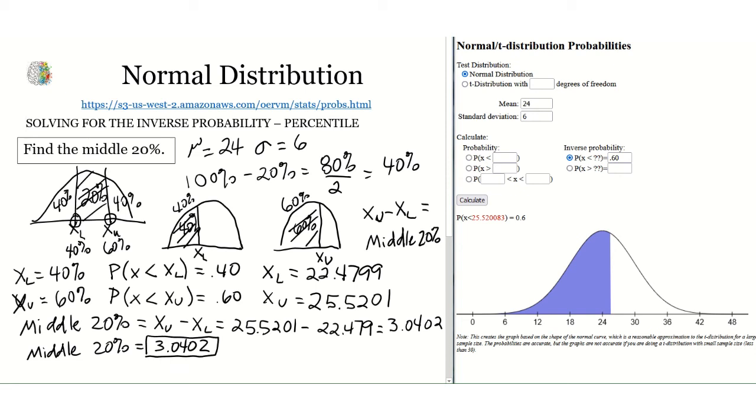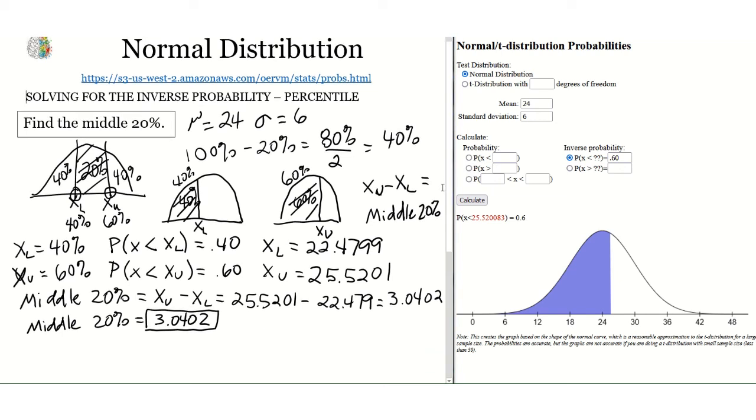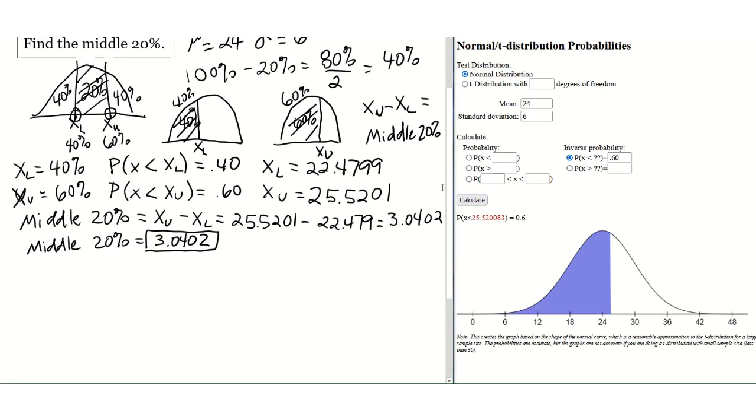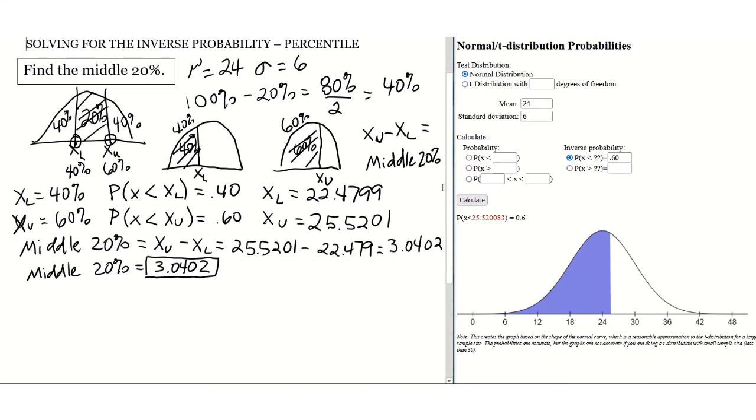Now there is a second way to solve this problem. And the second way is going to be very similar. So we're going to start out with our graph, just like what we did before, where we had 40% on the lower boundary, 40% on the upper boundary, and we wanted to solve for this middle 20%.